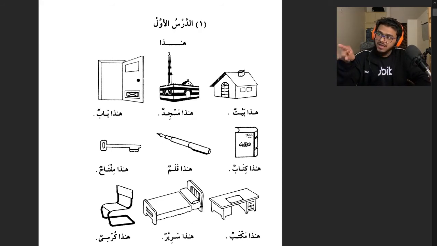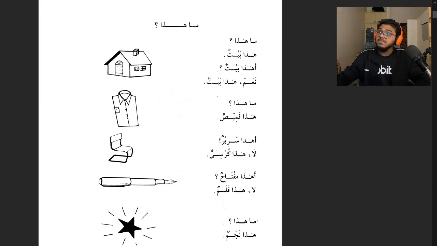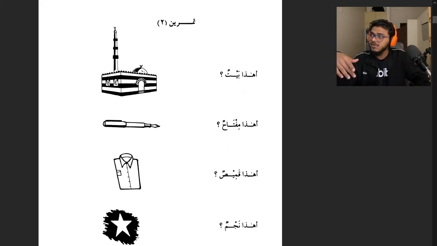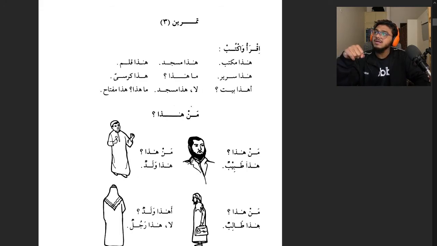Kitabun, mudhakkar. Qalamun, mudhakkar. Miftahun, mudhakkar. Maktabun, sarirun, kursiyun, all of those are mudhakkar, masculine nouns. Baytun, so all of these we have gone. Yes, qamisun. We don't see ta marbuta, so mudhakkar. Let's see. Tabibun, is there a ta marbuta? No, mudhakkar. Waladun, is there a ta marbuta?